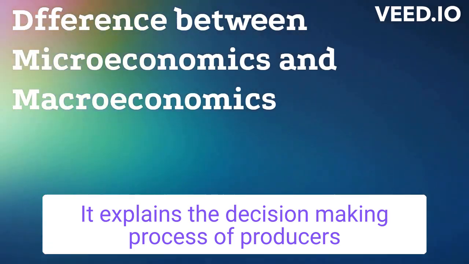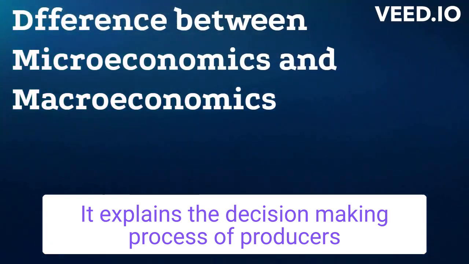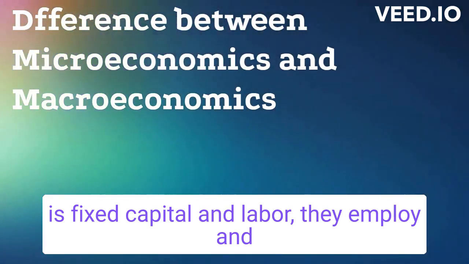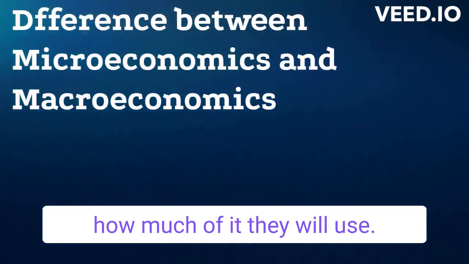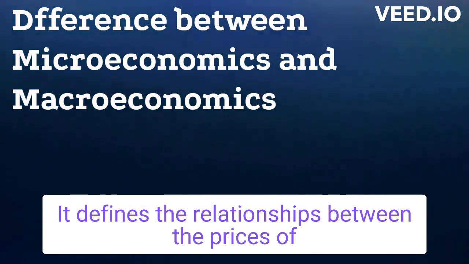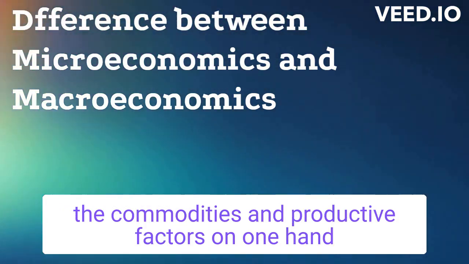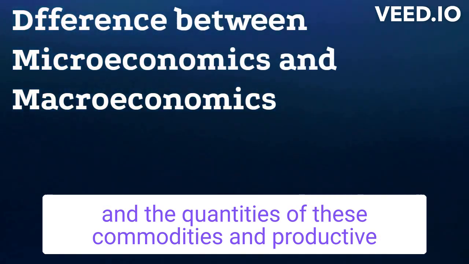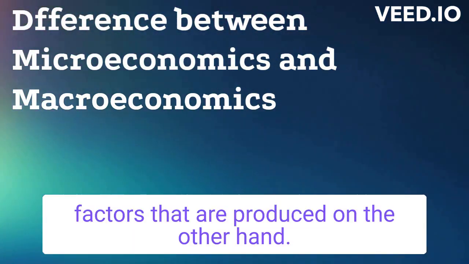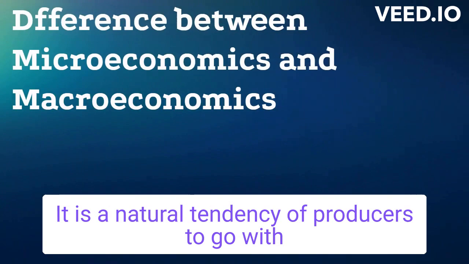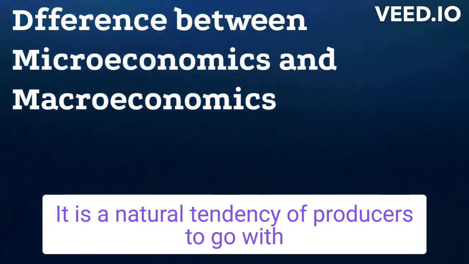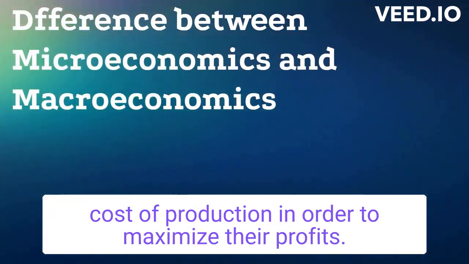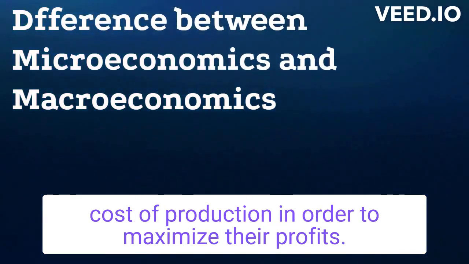It explains the decision-making process of producers in deciding how much of raw material, that is fixed capital, and labor they employ and how much of it they will use. It defines the relationships between the prices of the commodities and productive factors on one hand, and the quantities of these commodities and productive factors that are produced on the other hand. It is a natural tendency of producers to go with a combination of inputs and methods that will minimize the cost of production in order to maximize their profits.